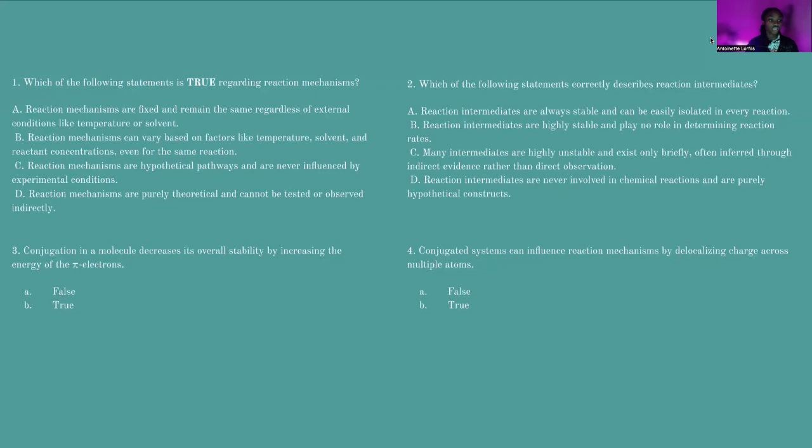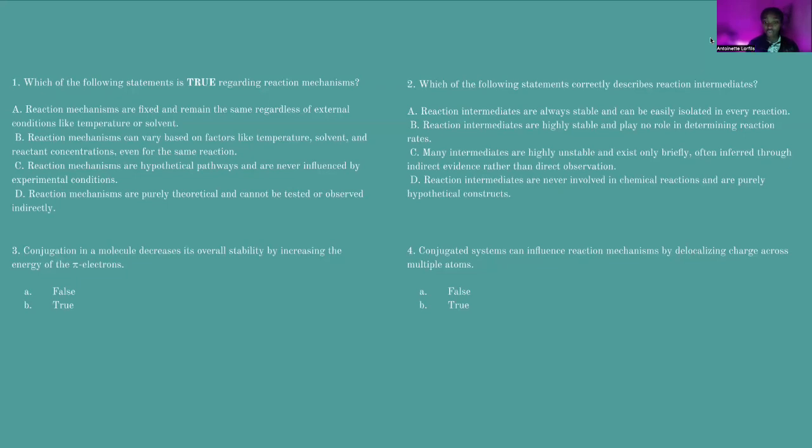Question 3: conjugation in a molecule decreases its overall stability by increasing the energy of the pi electrons. For this one, I'm going to go with C, because it's not going to decrease stability.